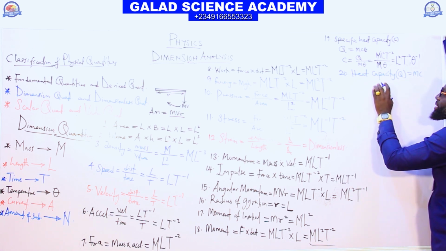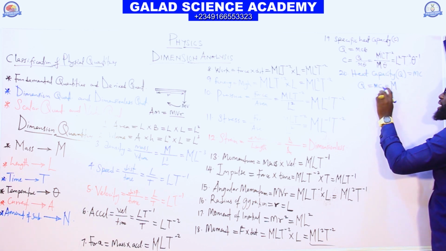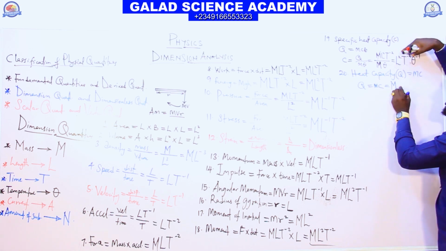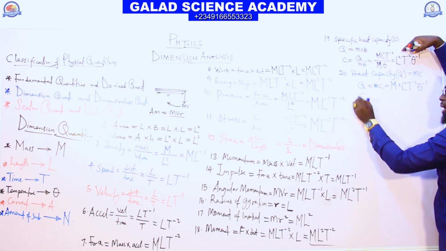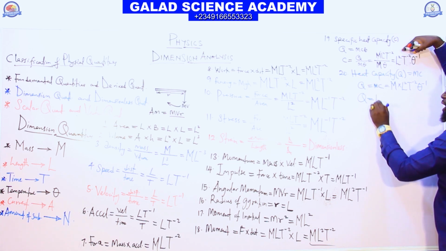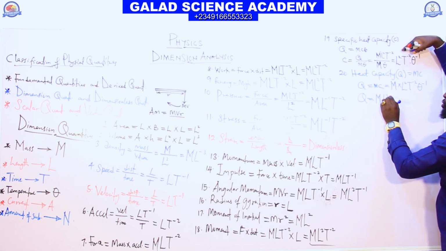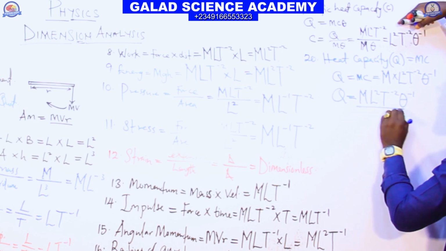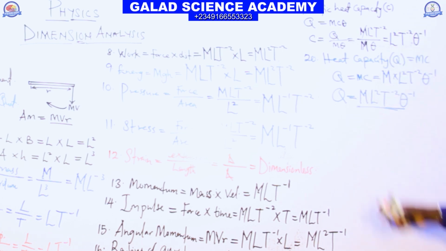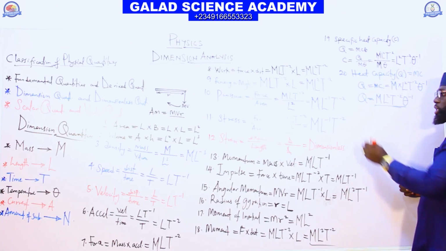So the heat capacity Q is equal to mc. The dimension for m is capital M. The dimension for c, the specific heat capacity, is L squared T to the minus 2 θ to the minus 1. The dimension for heat capacity will be M L squared T to the minus 2 θ to the power of minus 1. This is the dimension for heat capacity.